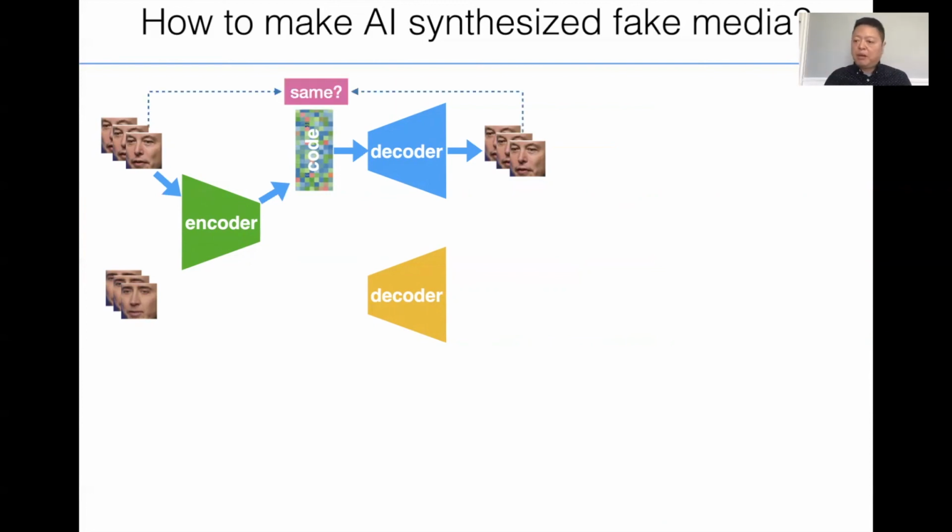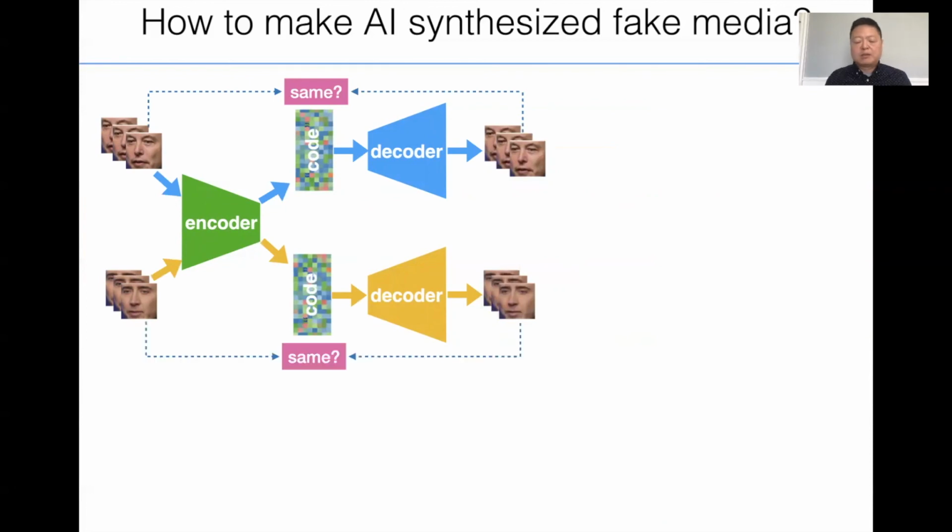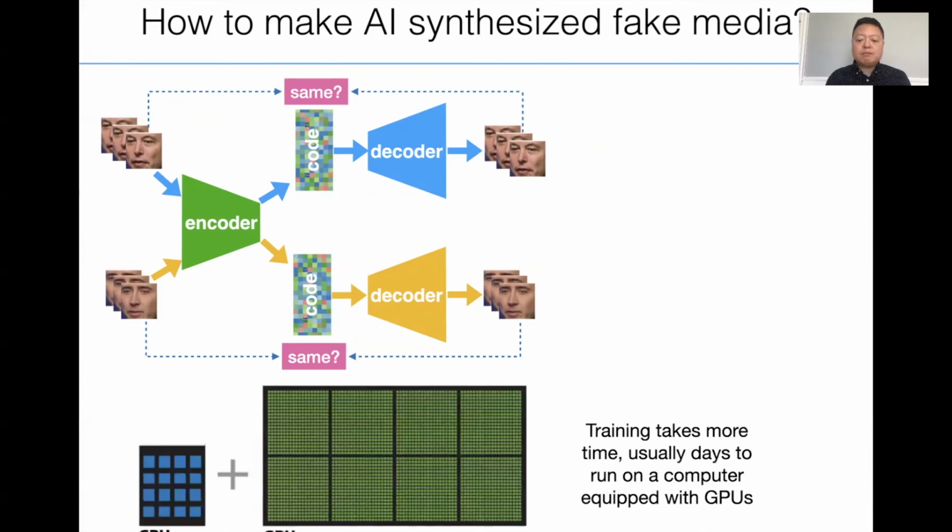And then we just compare the reconstructed faces with the original ones and try to minimize that error. We are going to do the same for the second subject, and we're going to repeat this process many times across the two different subjects. Now, this is the part where we need a lot of computation power. So that's why we need powerful hardware to support this.